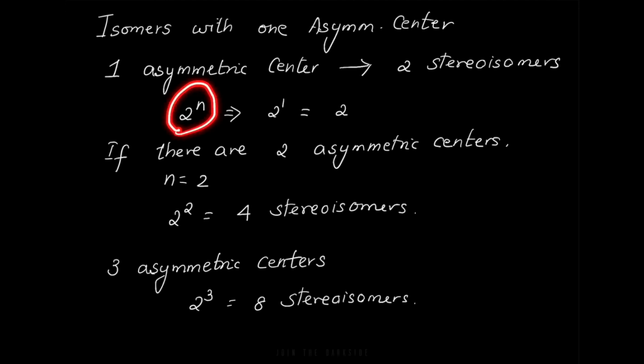So the general formula for finding the total number of stereoisomers is given by 2 to the power of n, where n equals the number of chiral centers. So if there is one asymmetric center or chiral center, it's going to be 2 to the power of 1, that's going to be equivalent to 2. And if there are 2 asymmetric centers, which means 2 chiral centers in a molecule, then it's going to lead to 4 stereoisomers. And if there are 3 asymmetric centers, it's going to lead to 2 to the power of 3, which is going to be equivalent to 8 stereoisomers.